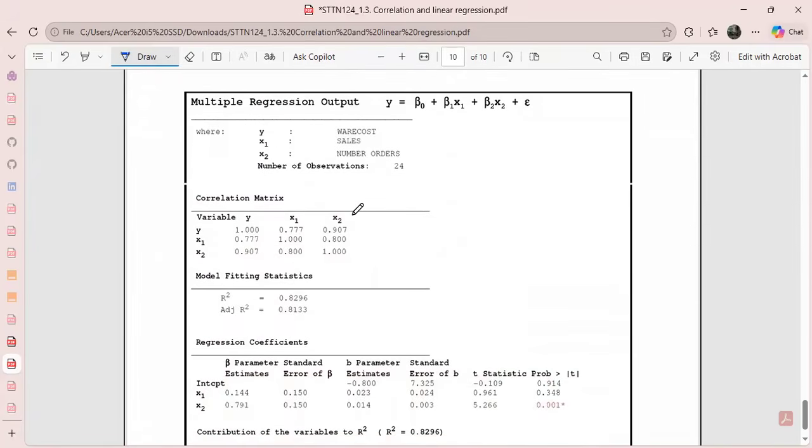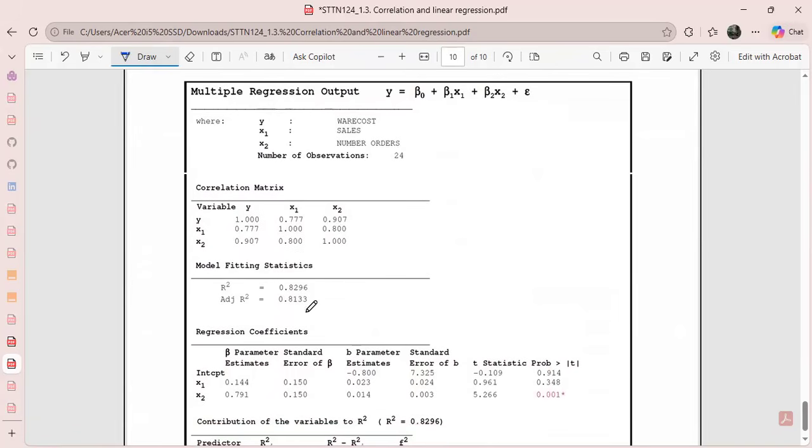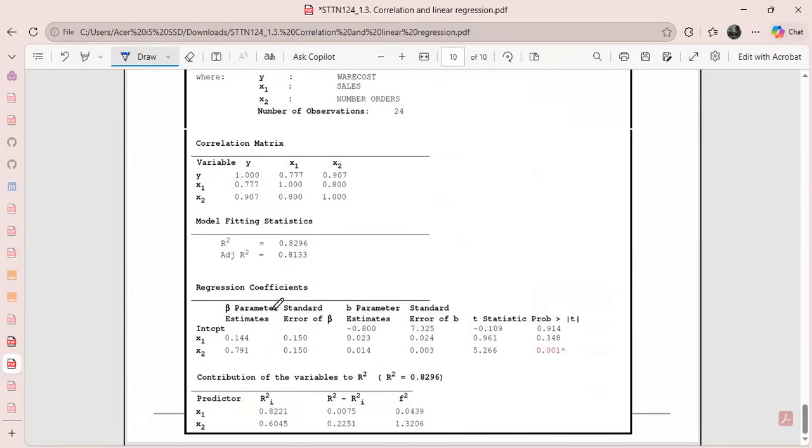I'm interested in this one. Look at this one. This is your multiplication output. Now you should check here that we're given the adjusted coefficient of determination. This is your contribution, the one I'm talking about, contribution to r squared. You are given the value for x1 and x2.